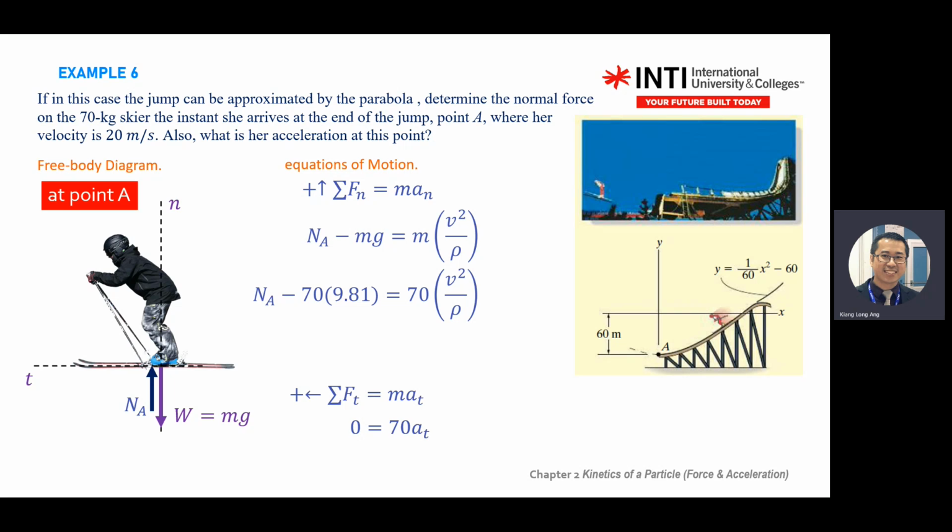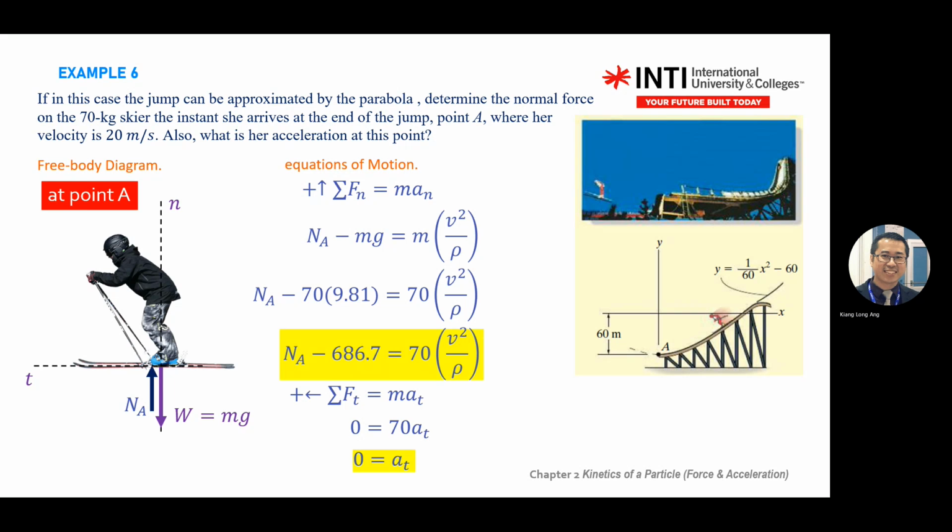Previous example 5 or example 4, your B direction is 0. But in this case, we show you that there's a possibility where the force in the t direction is 0. Or in that direction can be 0. Okay? So you solve the equation. You can get your AT is 0, acceleration in t is 0.